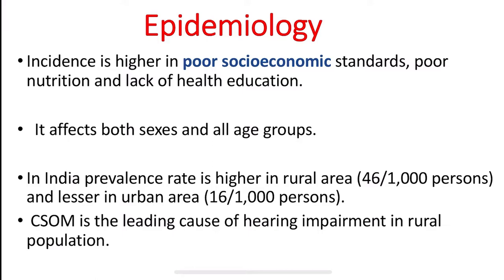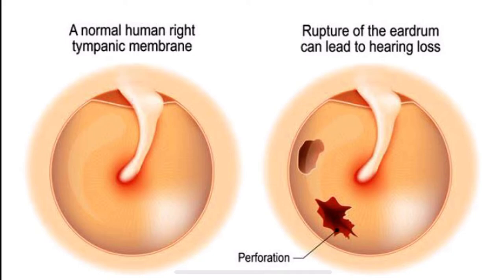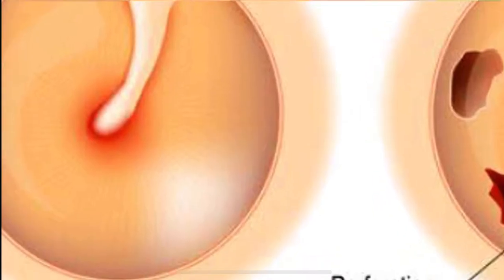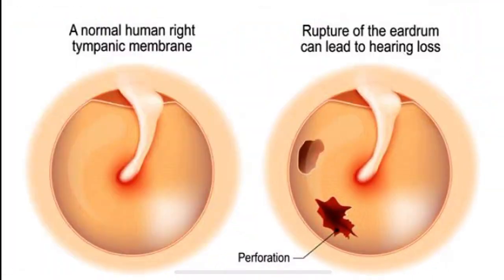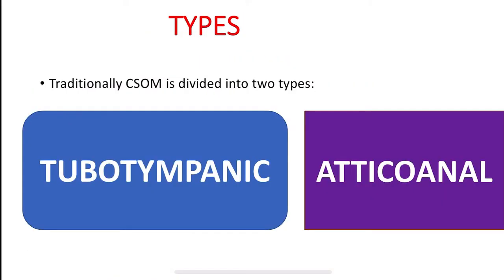In the rural areas, 46 out of 1,000 people suffer from chronic suppurative otitis media. It is lower in the urban areas because they have good nutrition, good health education and good hygiene, and a better socio-economic status. So the prevalence is less in the urban areas, that is 16 out of 1,000 people. It is a leading cause of hearing impairment in the rural population. From this picture we know that the tympanic membrane, which is supposed to be intact, gets perforated and causes hearing loss in the population.